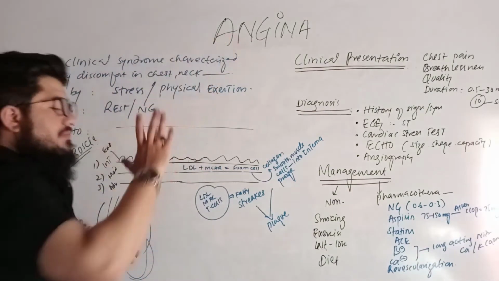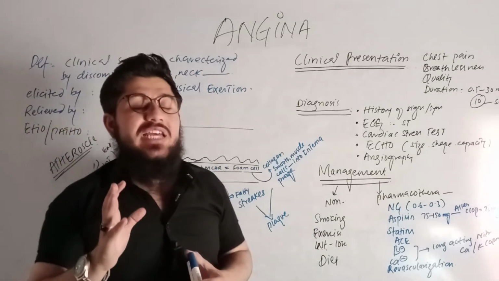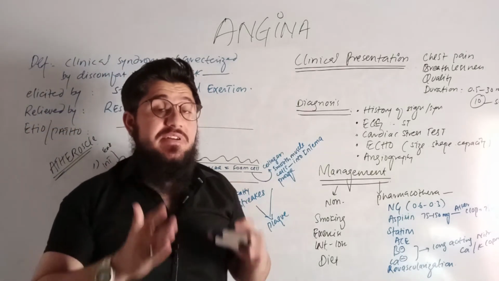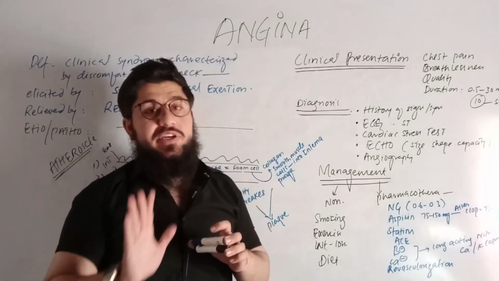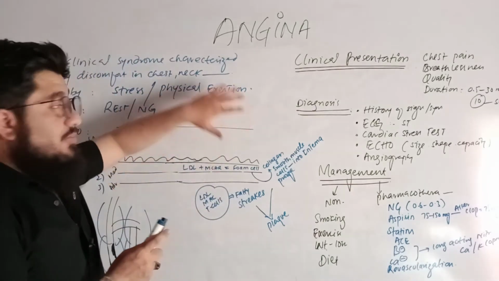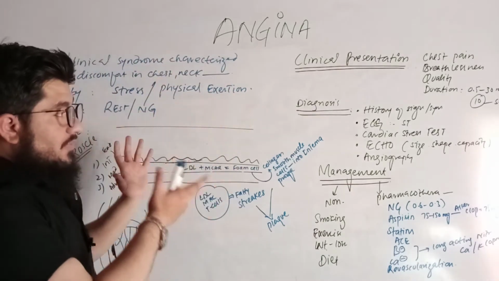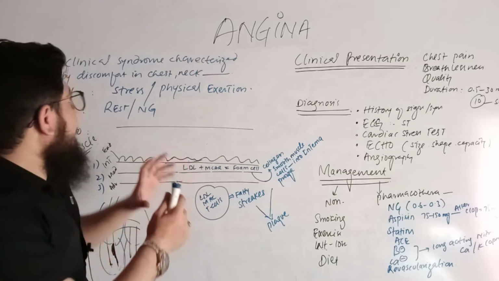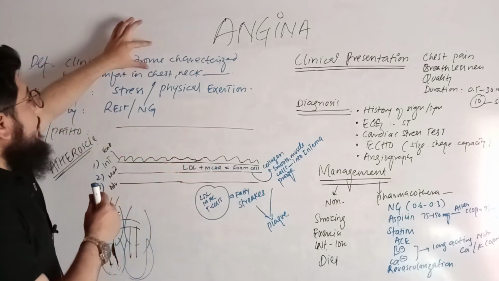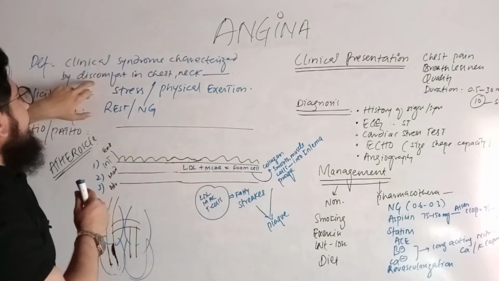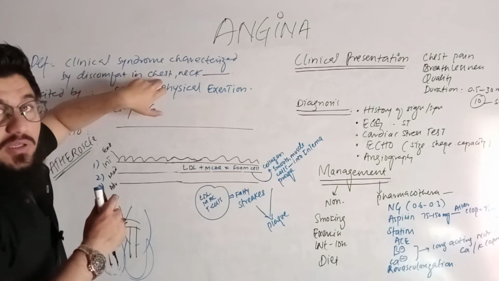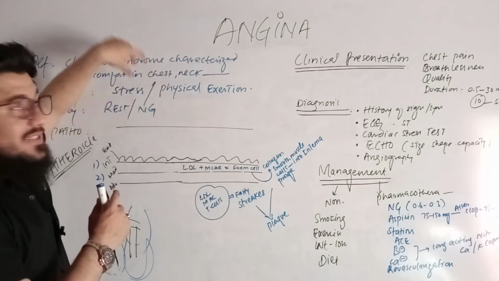What is angina? Simply speaking, it is actually chest pain. Severe type of chest pain is called angina. Now, let's move towards the medical definition. In short, it is a clinical syndrome characterized by discomfort in the chest. Okay, it is a clinical syndrome.